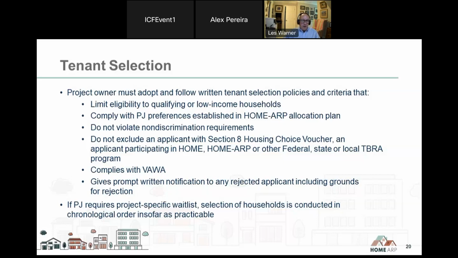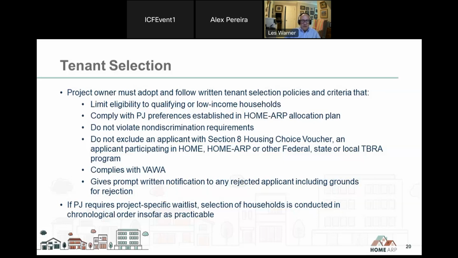You also need to be following any PJ preferences that were established as part of your allocation plan. And of course, not implementing any discriminatory requirements as part of that. We sometimes see projects that want to say, well, I'm going to exclude an applicant that has a Section 8 voucher, and that's something that's not allowable.